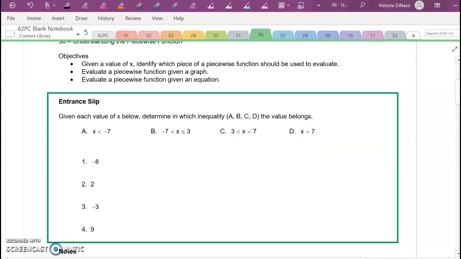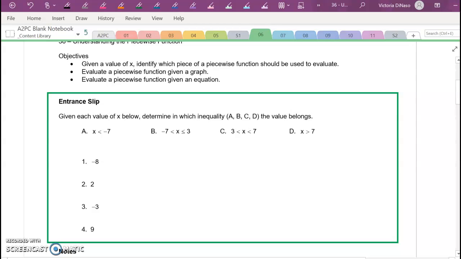So here's our entrance slip. It says, given each value of x, determine which inequality, A, B, C, or D, the value belongs to. So in number 1, we have -8. You're trying to figure out if -8 fits into A, B, C, or D. In number 2, we have the number 2. In number 3, we have -3. And then in number 4, we have 9. So go ahead and figure out where each number falls, A, B, C, or D.